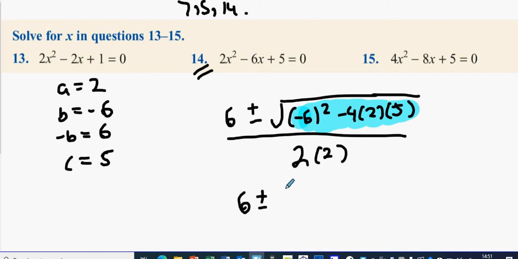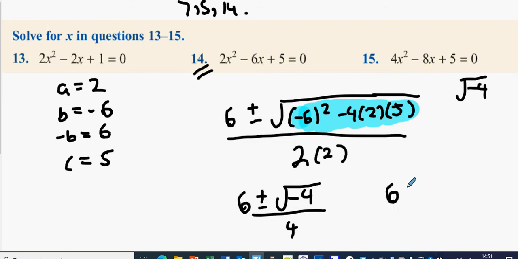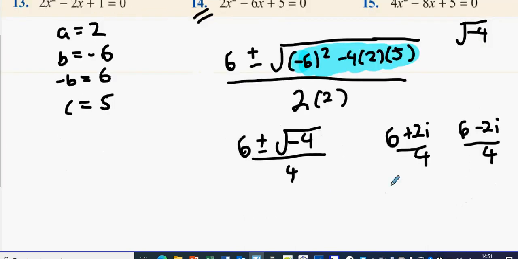6 plus or minus the square root of minus 4. Now Max, what is the square root of minus 4? What's the square root of 4 normally? 2. If it's a minus, it's 2i. So it's going to be 6 plus 2i over 4, or 6 minus 2i over 4. Would you get full marks for that in an exam? Why not? Divide top and bottom by 2, and what you get? 3 plus i over 2, and 3 minus i over 2. And there's your two answers, okay?